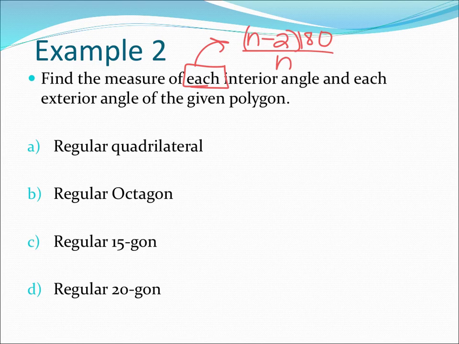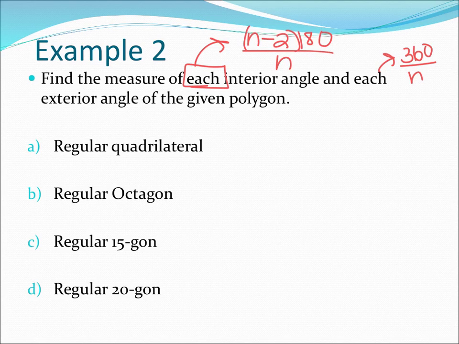What do you think each exterior angle is? 360 divided by the number of sides, 360 divided by n. So I know it's 360 no matter how many side lengths, right? To find each one, because there's one at each vertex, and there's one vertex for each side, to get each exterior, I do 360 divided by n.